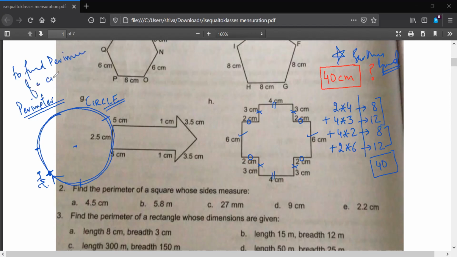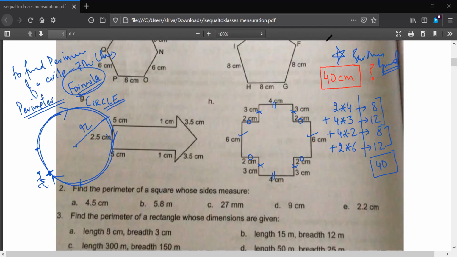So the perimeter of a circle, you will learn that in the 7th class. There is a formula which relates the perimeter of any circle to the radius of the circle. Have you understood? Yes, sir. So there is some formula which you will see in the 7th class. That is not an issue.